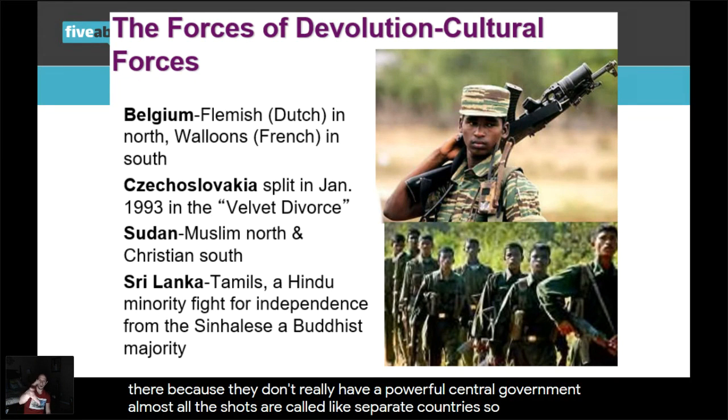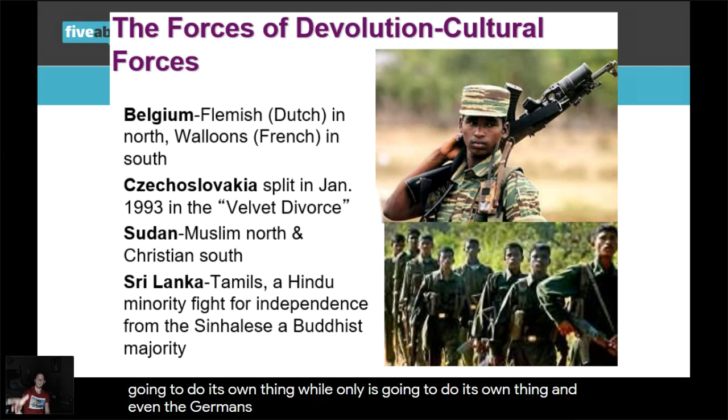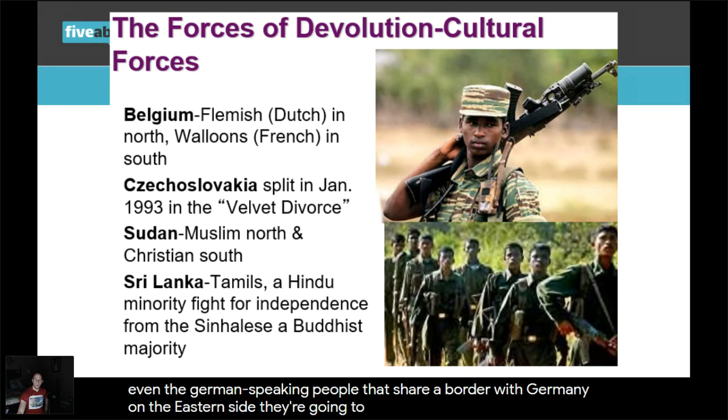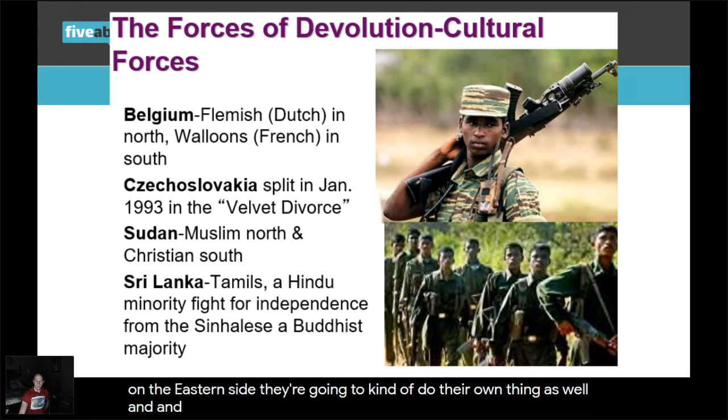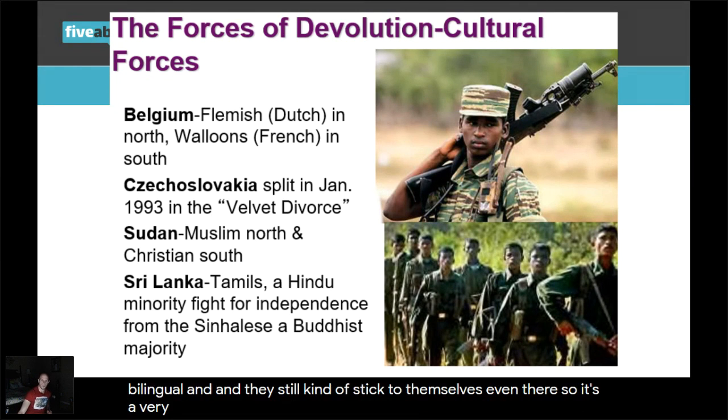Flanders is going to do its own thing. Wallonia is going to do its own thing. And even the German-speaking people that share a border with Germany on the eastern side are going to do their own thing as well. The weird thing about this is that the capital of Belgium, Brussels, is bilingual, and they still kind of stick to themselves even there. So it's a very weird situation.